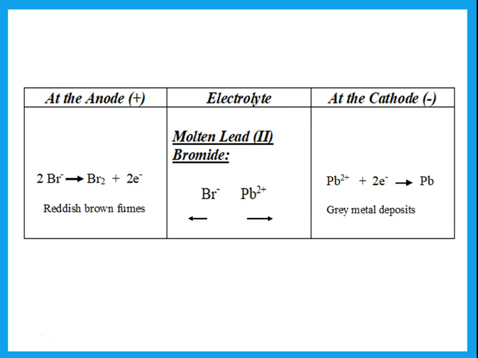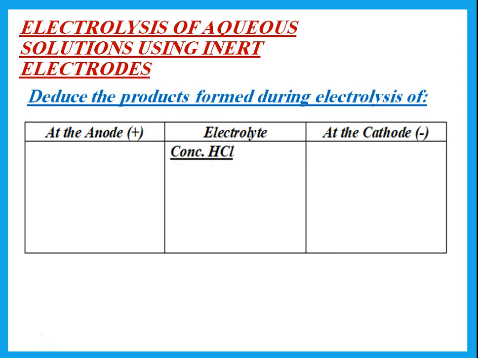Okay, so far we've been doing molten. What if we do an aqueous solution and we're using inert electrodes? Remember, I forgot to tell you that in all of these so far, we're using graphite electrodes. So if he says name a substance, it is graphite. What if he says name an element? Which element is in graphite? It's carbon. So if we say the electrode is made of which substance? It's made of graphite. Made of which element? Carbon.